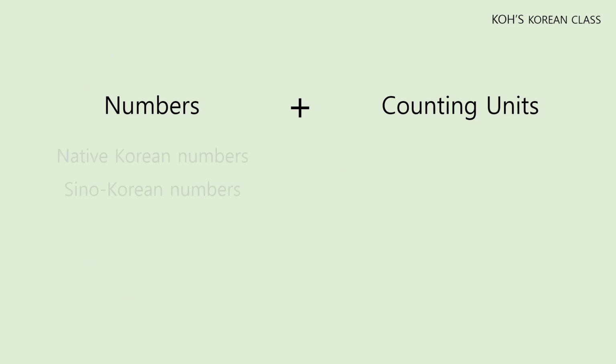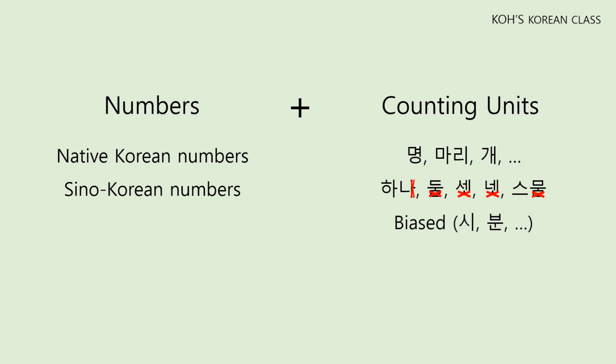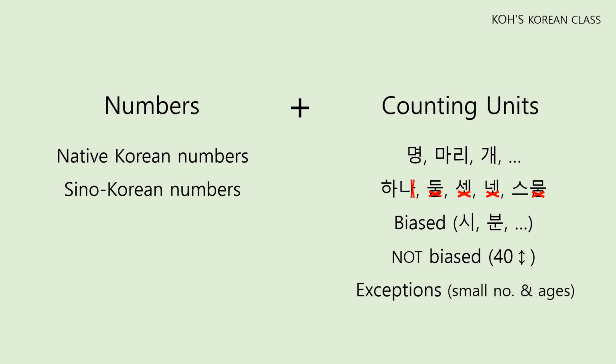Let's summarize it. There are 2 number systems, the native and the Sino-Korean. And you need a proper counting unit such as 명, 마리, 개 when you count something. 5 numbers, 하나, 둘, 셋, 넷, 스물, lose their last sound when they come before a counting unit and become 한, 두, 세, 네, 스무. There are units biased for one number system, but in many units there's no bias. So the number 40 could be a borderline to decide which system you use. And there are some exceptions where you use no counting unit.